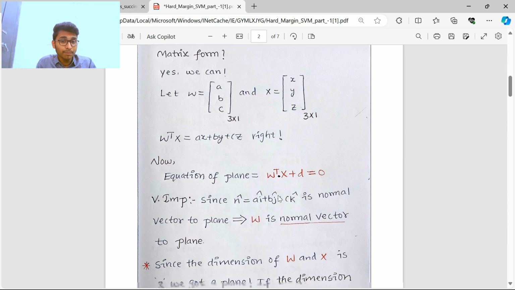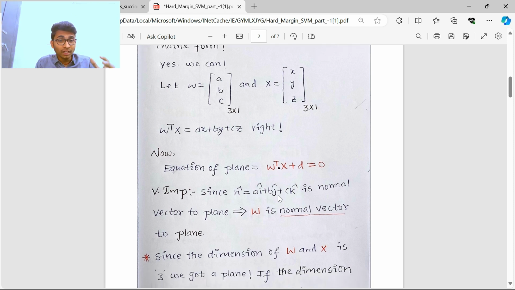See, the very important part is that the normal vector is perpendicular to the plane. W is a normal vector because in W we have the coefficients of the normal vector, right? That means W is a vector which is perpendicular to the plane. Let's have this intuition in our mind, and we will dive into support vector machines.